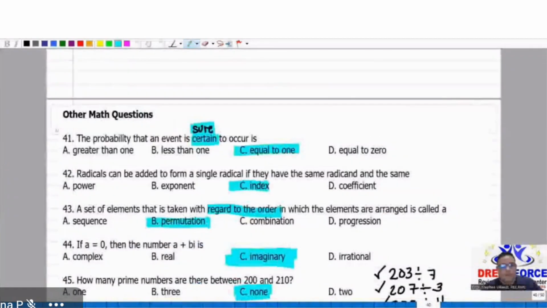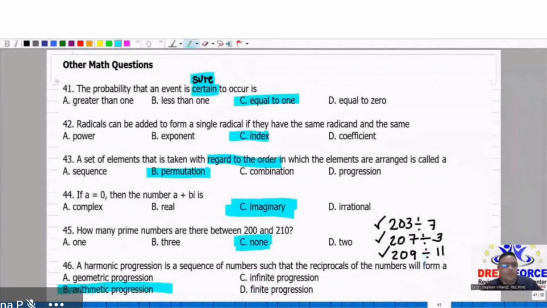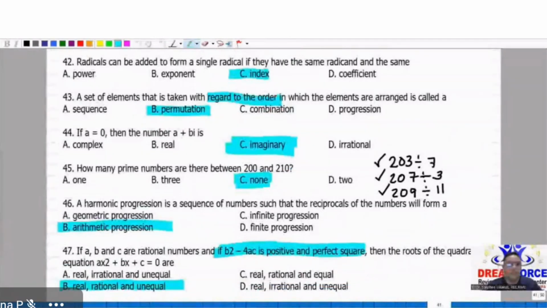Next, other math question, number 41. When we say certain to occur or sure na mag-o-occur, syempre, kapag sure, equal to 1. Letter C. Next, number 42, cat. Number 43, permutation, with regard to the order. Kapag no regard to the order or hindi kailangan yung order, combination.